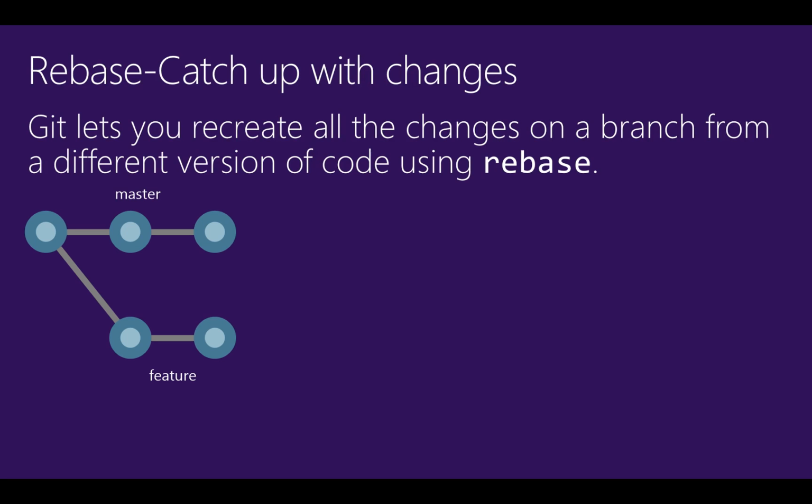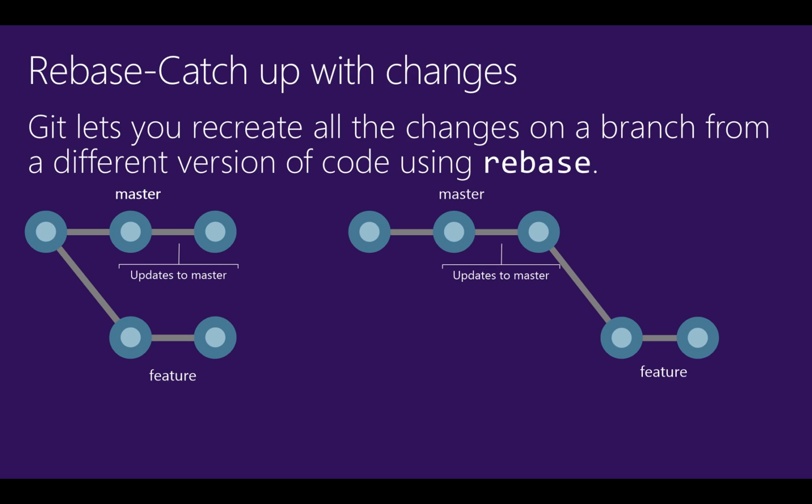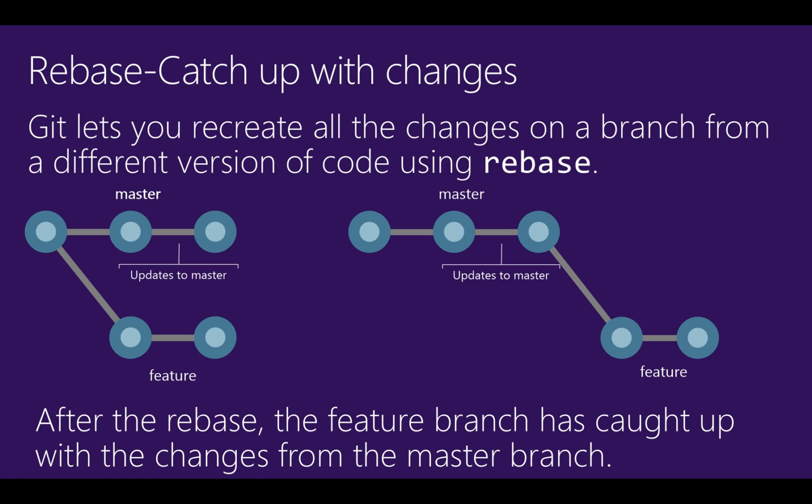Here you see a branch called feature that was created from an earlier commit from the master branch. Updates have been added to the branch since the feature branch was created. When you rebase, the feature branch changes its history to include updates on master so that the feature branch is now based off the most recent commit on the master branch.